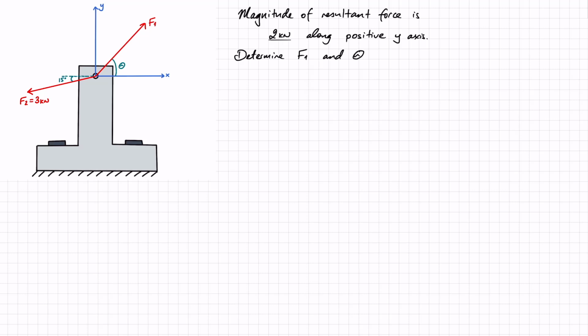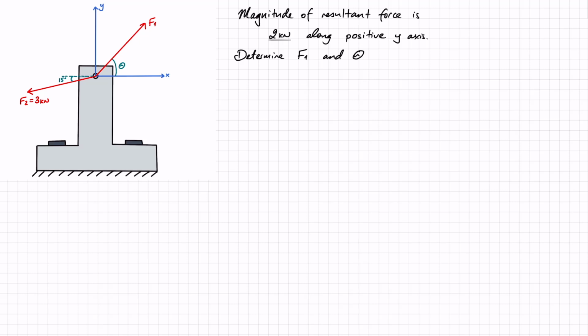F1, which is along the positive x and positive y, and F2, which is along the negative x and negative y. In this case, we know that F2 is 3 kilonewtons and it's at an angle of 15 to the x-axis. However, we do not know what F1 or the angle of F1 is. We do know, however, that the magnitude of the resultant force is 2 kilonewtons along the positive y-axis.